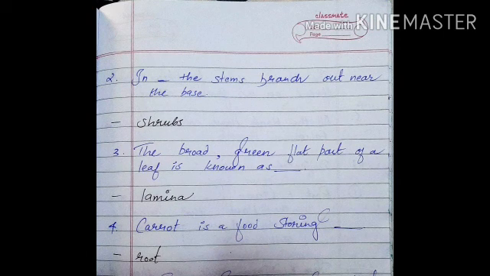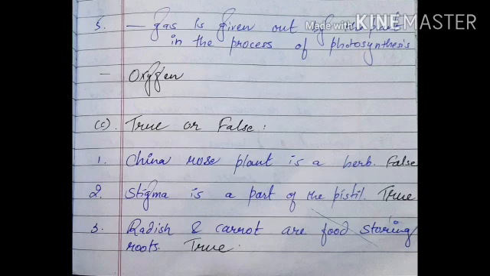It is known as lamina. Fourth one is carrot is a food storing dash. So the answer is root. Fifth one is dash gas is given out by the part in the process of photosynthesis.